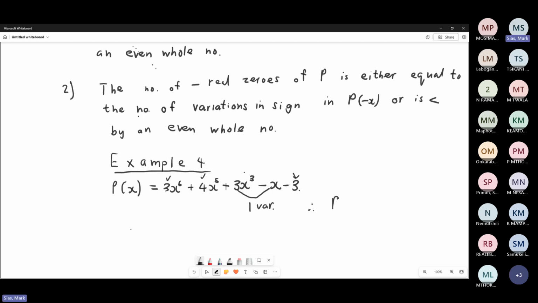Right. So there's only one variation there. So P is one positive 0. That's all you can say there. There's nothing else you can conclude there.